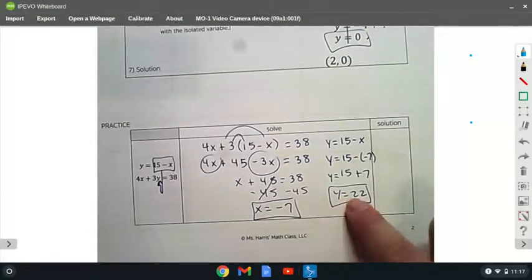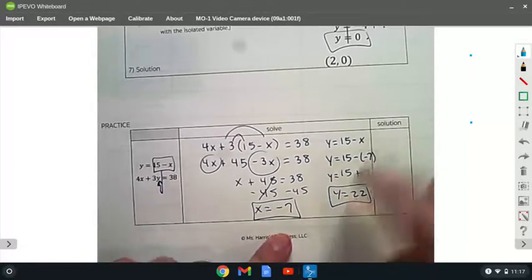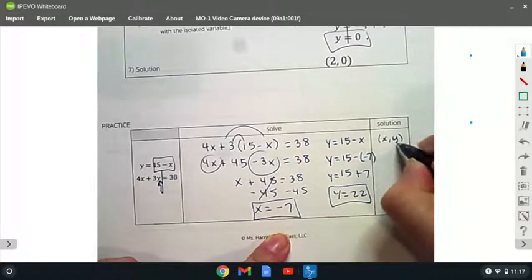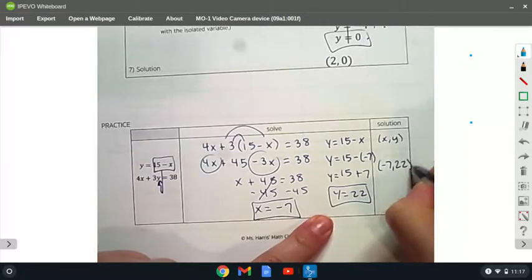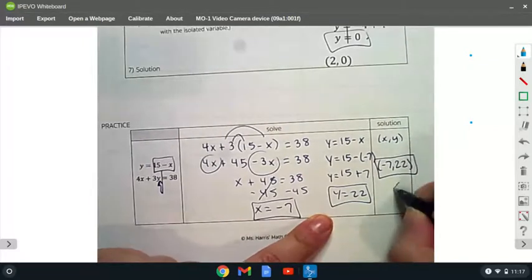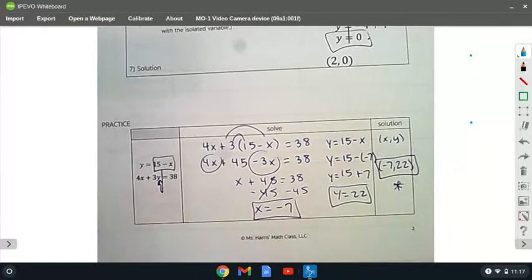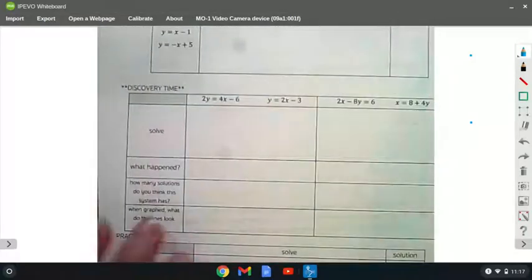So now I have an x and a y, so now I have a solution. I have to write my answer as an ordered pair, x comma y. So my answer would be negative 7 comma 22. That's my solution. Okay, let's do another problem.